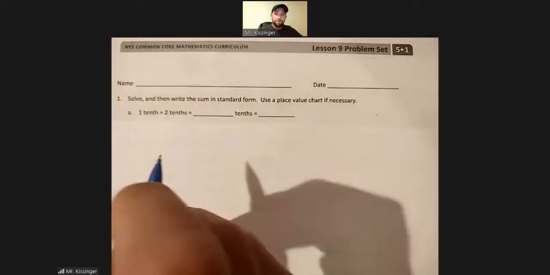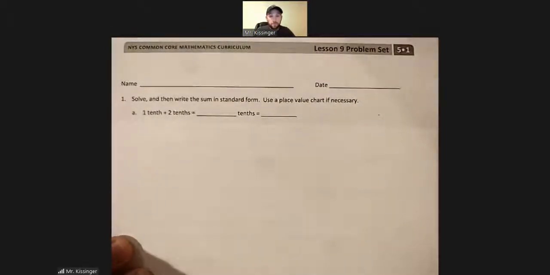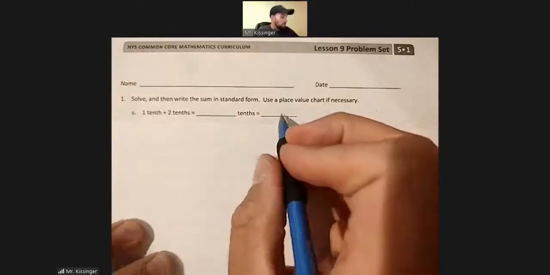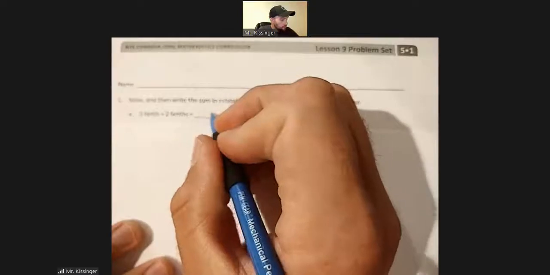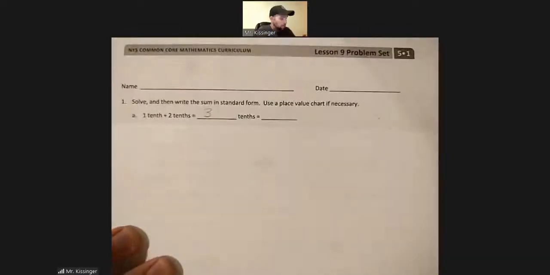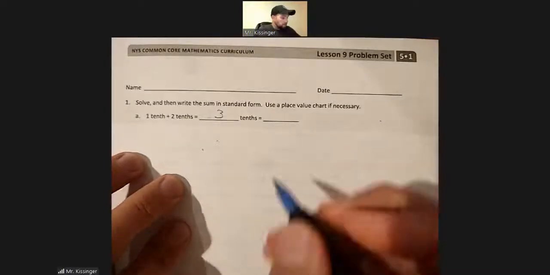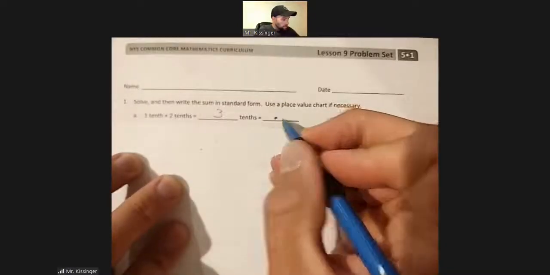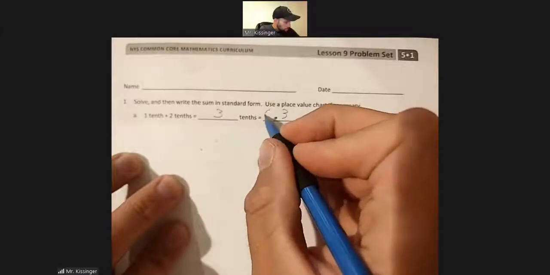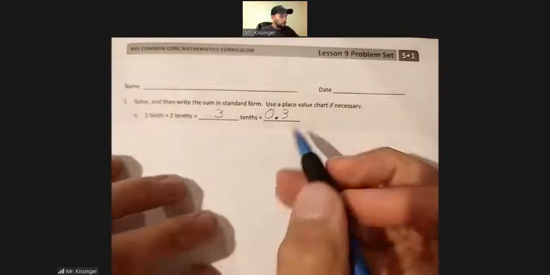So our first question here, letter A, says 1/10 plus 2/10 equals blank, and then blank tenths, which equals what in standard form. So 1/10 plus 2/10 equals 3/10. I already have tenths written in there for me, so I'll just write 3 right in the middle here, 3/10. And 3/10 looks like this. Here's our decimal point. We could put a 0 before it if we wanted to. 0.3 is 3/10, 3 in our tenths place.